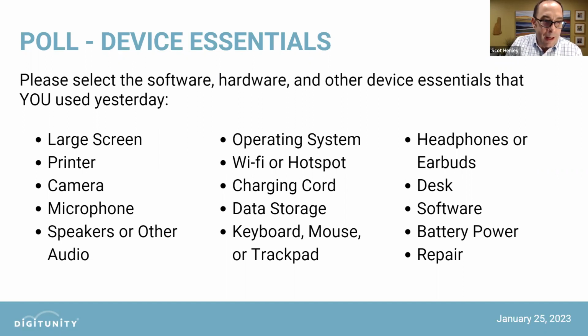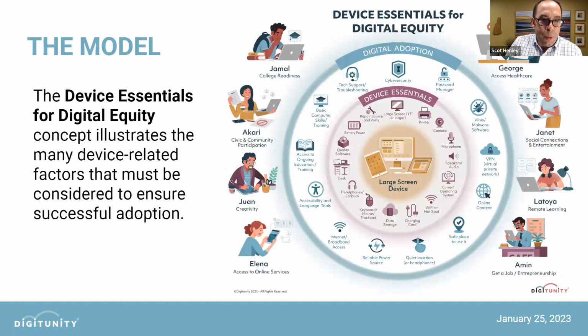Thank you, Carissa. And so on to the next slide here. We've reached the point where here is the newly released Device Essentials for Digital Equity graphic from Digitunity, and it illustrates the many factors that must be considered to ensure adoption. We're going to dig into this in a moment, but this is available in our resource hub on our website at digitunity.org, or through the main nav at the top. Just click on our approach and you'll find that graphic in there as well.